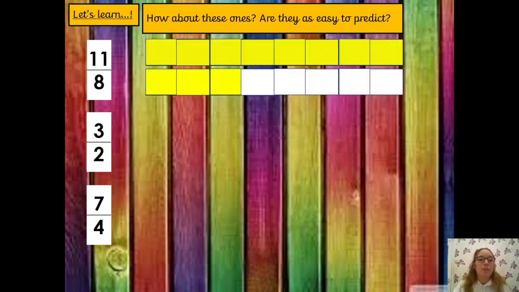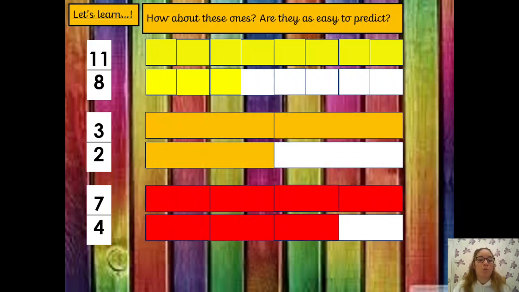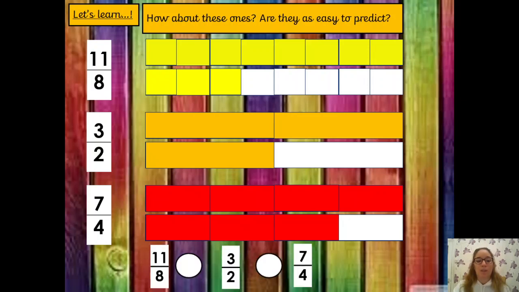Okay, so we have got 11/8, 3/2, 7/4. Okay, so we can see that the order of these fractions is going to be, they're in the right order. So we've got 11/8, 3/2, and then 7/4. So 11/8 is smaller than 3/2, and that's smaller than 7/4.